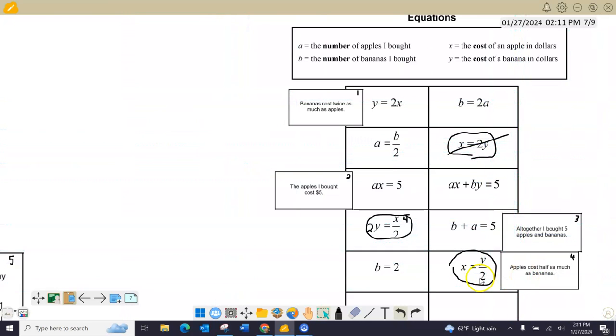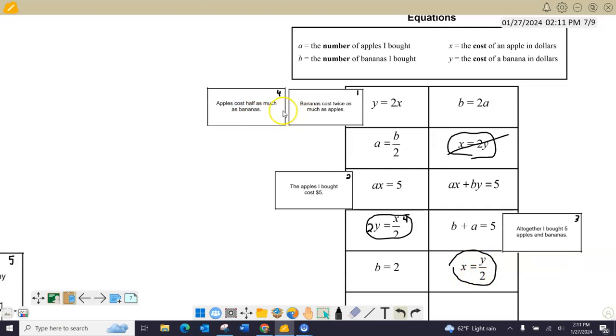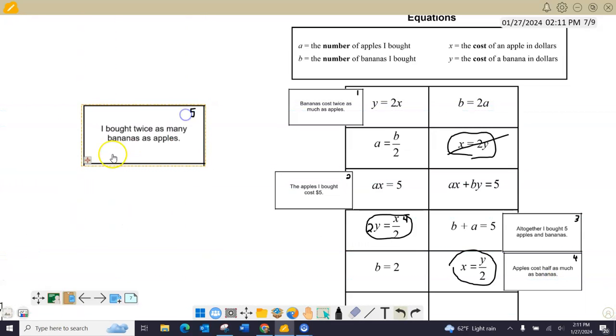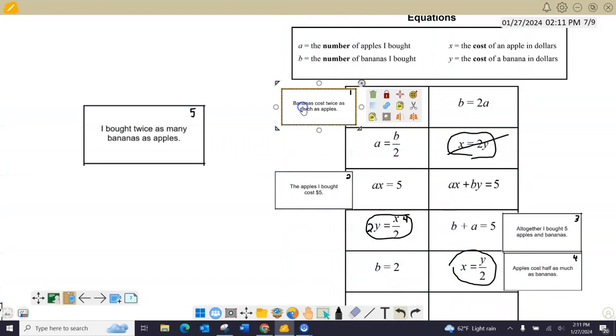Also, you might have noticed, this is the same thing. Bananas cost twice as much as apples. Apples cost half as much as bananas. So these two are the same right here, those and this one. So this equation and this equation both match both of these situations, 1 and 4. All right. And I guess we could have put this one down here too. So, I mean, they're the same. They're all equal to each other.